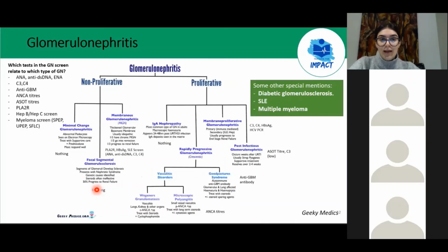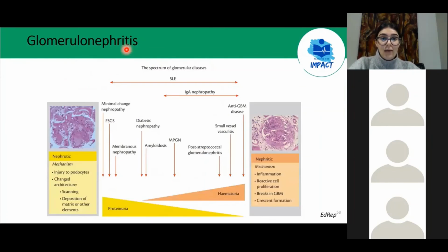Because of that, I quite like to think of it in terms of non-proliferative versus proliferative, where proliferative tends to cause nephritic syndrome and non-proliferative tends to cause nephrotic syndrome. But if you prefer to look at it in terms of this definition, then that's totally fine too.